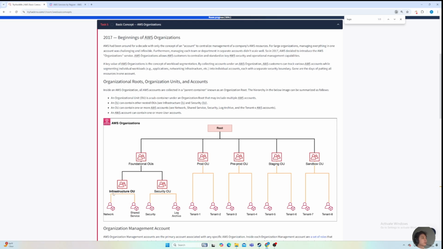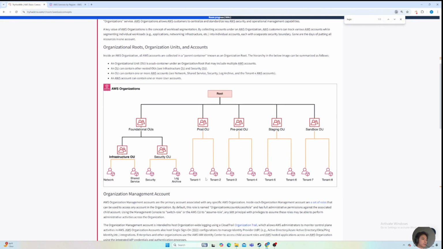An AWS account can contain one or more user accounts. So this is an AWS account, and then user 1, 2, 3, and so on.